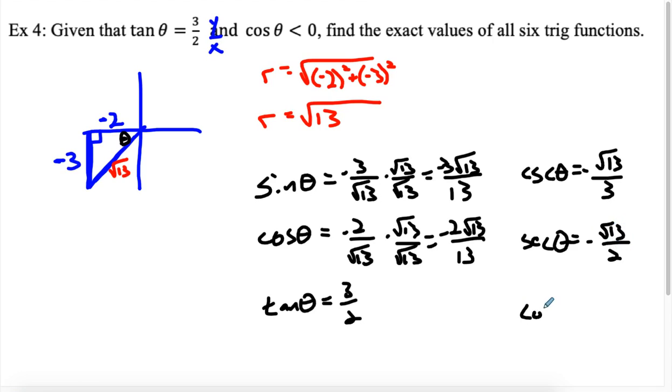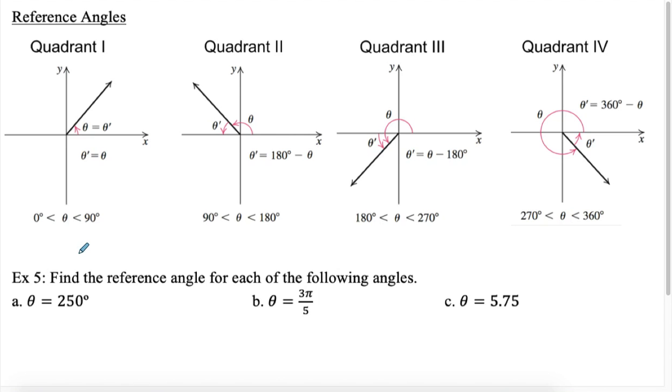And the cotangent will be 2 over 3. I forgot theta. There we go. All right. The last idea then is reference angles. We're just going to touch on these here. We'll use these more later on to solve problems. We're just going to introduce them now.